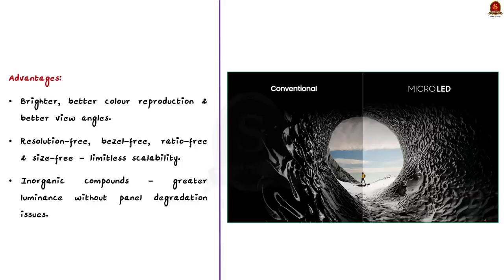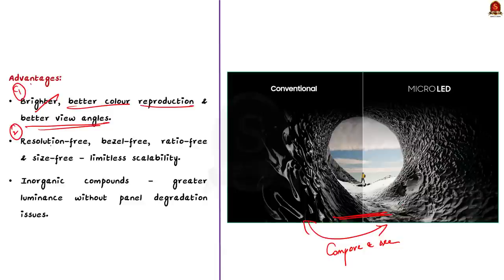Firstly, micro LED displays are brighter, they have better color reproduction, and they provide better viewing angles. And they make images appear as if they are painted on the top of the device's glass. See, that much clearer the image will be. And this is the first advantage. Secondly, since micro LEDs are resolution free, bezel free, ratio free, and even size free, they have limitless scalability. This means that they have the capacity to be changed in size or scale.